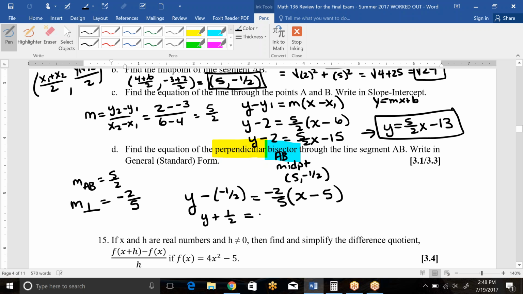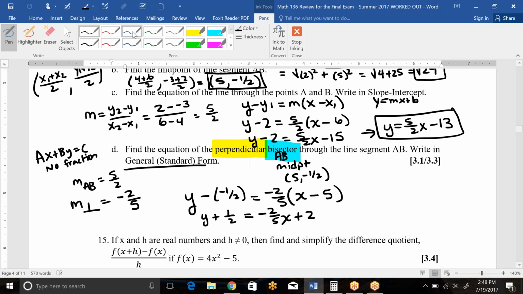I might as well go ahead and distribute here. This is negative 2/5 x. That'd be positive 10 over 5, so that's plus 2. Let's get rid of all the fractions because we're going to general form, and in general form your ax plus by equals c with no fractions. And usually the leading coefficient also needs to be positive depending on your textbook.